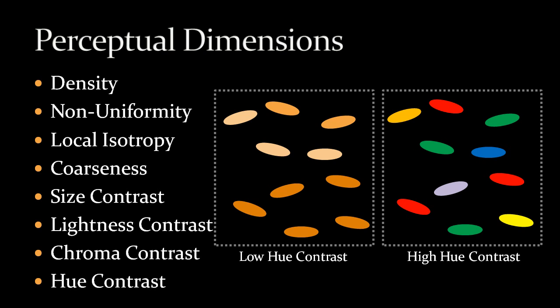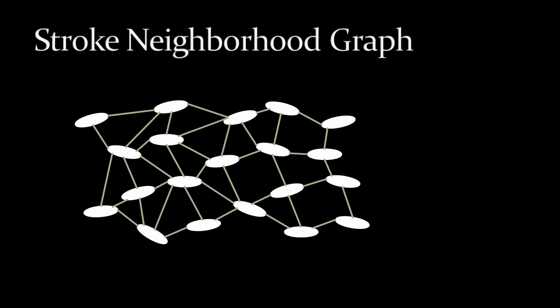Given a segmented source image, users can interactively control the 8 perceptual dimensions for each region in order to achieve their desired effects. To numerically evaluate the contrasts of a stroke pattern, we build a neighborhood graph for the strokes. The graph is generated dynamically according to stroke positions and orientations. With the graph, we know the neighbors of each stroke and can use them to compute the contrasts.